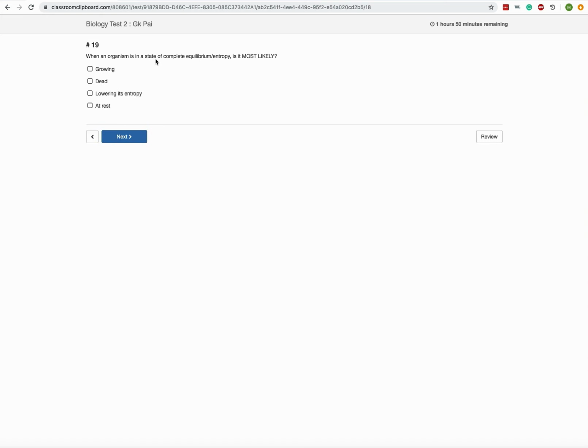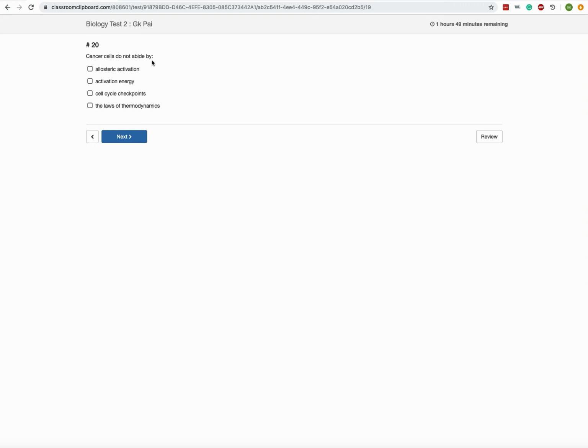When an organism is in a state of complete equilibrium or entropy, it is most likely dead. Remember, our bodies are in a constant war with equilibrium and entropy, and when that war is lost, we're dead.